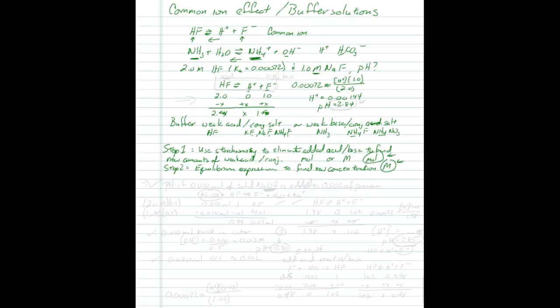Now the first example, going back to the previous example up here, you want to know the pH if 0.10 moles of solid NaOH is added to 0.50 liters of previous solution.